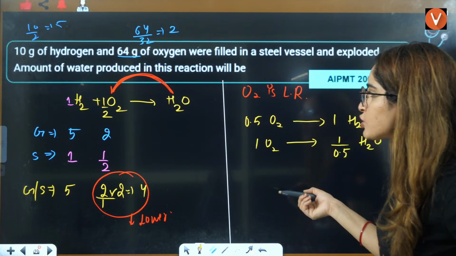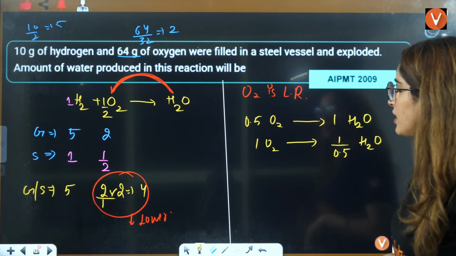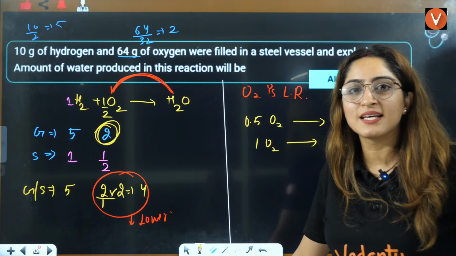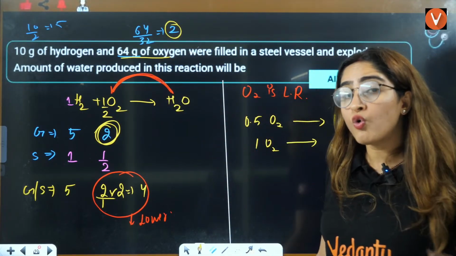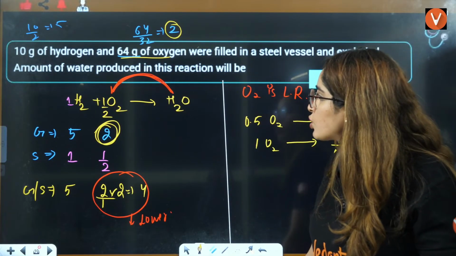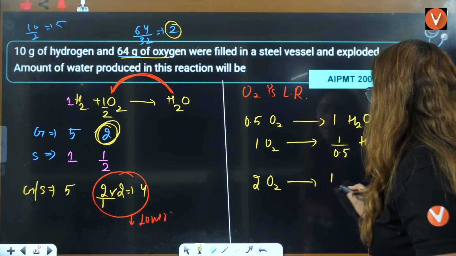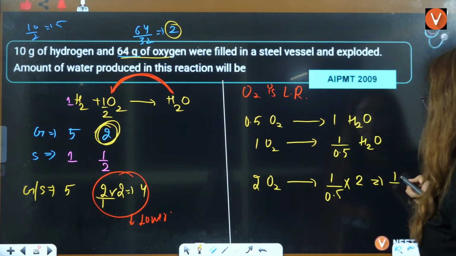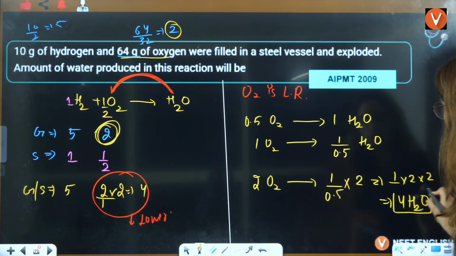Then how many moles of O2 do we have? Because originally O2 is given to be 2, right? In the given question, the number of moles of O2 is 2. So 2 moles of O2 will produce how much amount of water? So you can say 2 moles of O2 will give 1 by 0.5 multiplied by 2. That is nothing but 1 by 1 by 2, this is 2 into 2. That is nothing but 4 moles of H2O.